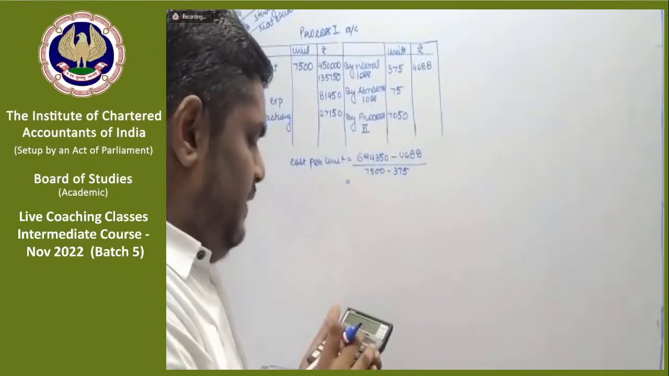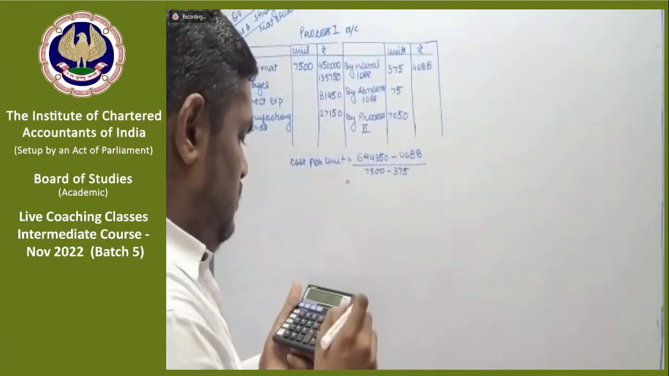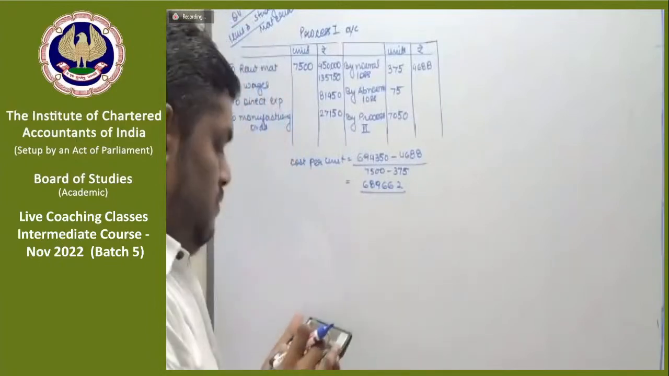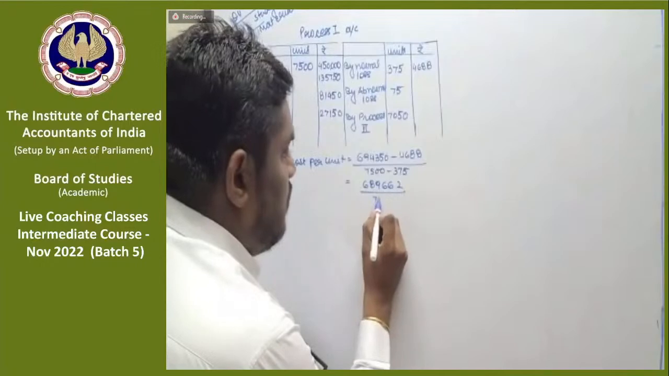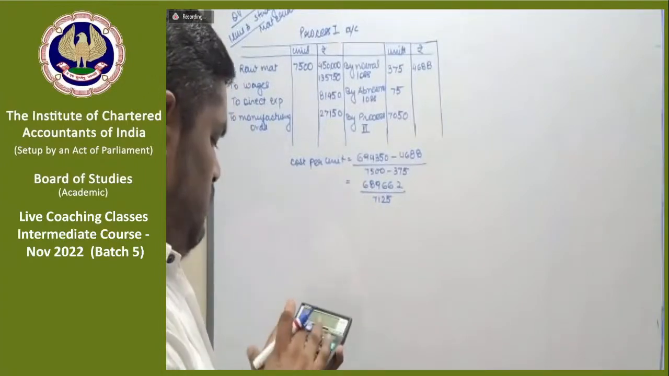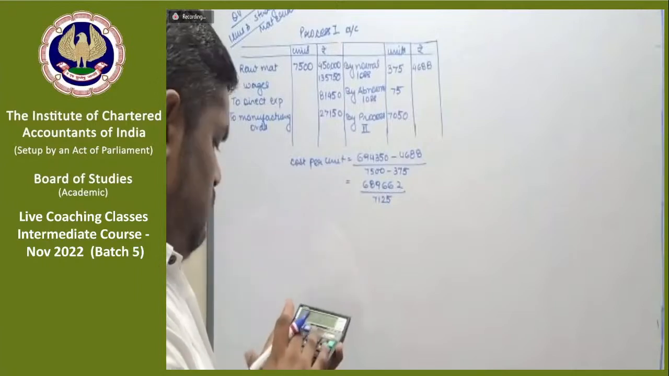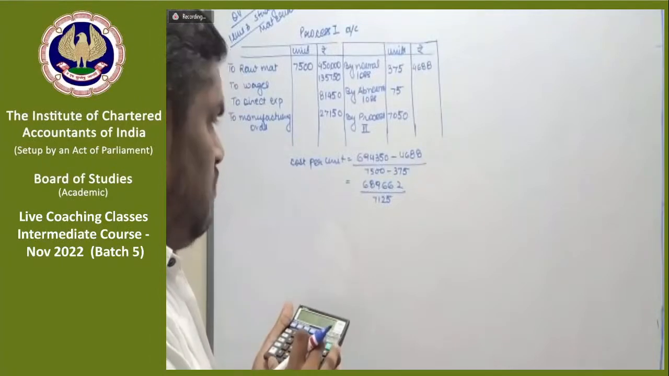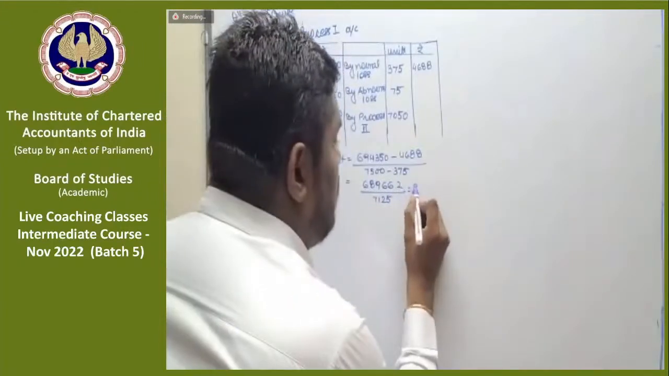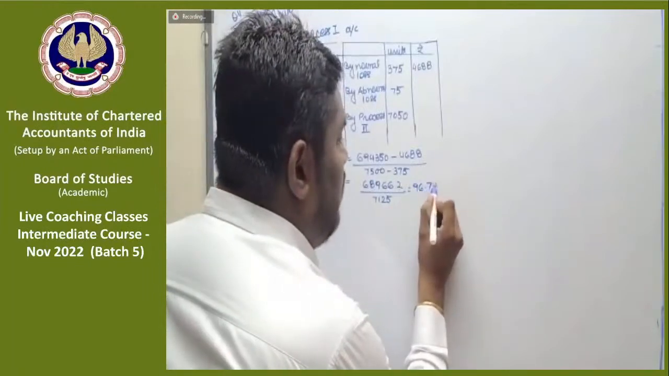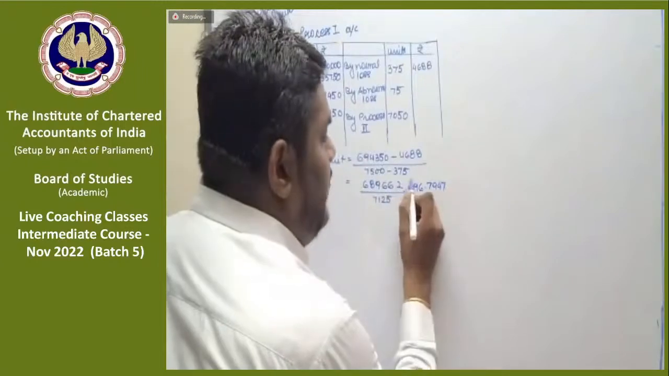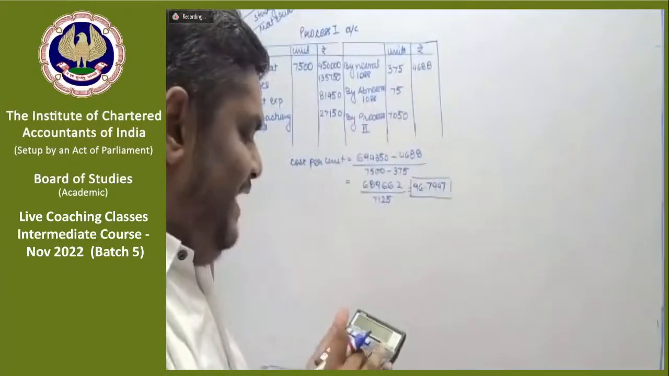So the final figure will be 96.7947. So this is the cost of a good unit. Now this multiplied by 75 will be the value of abnormal loss.